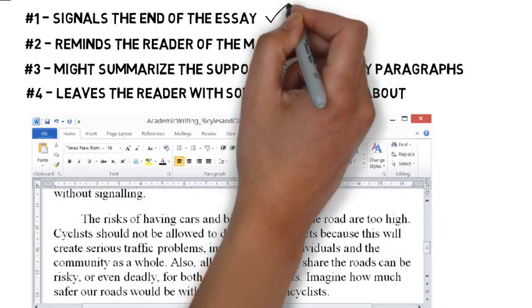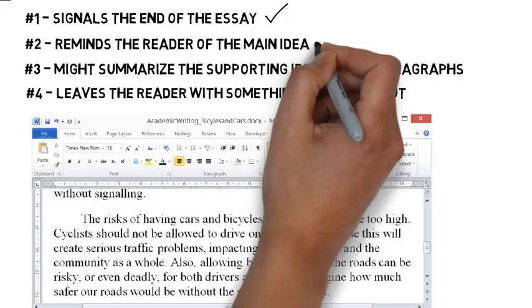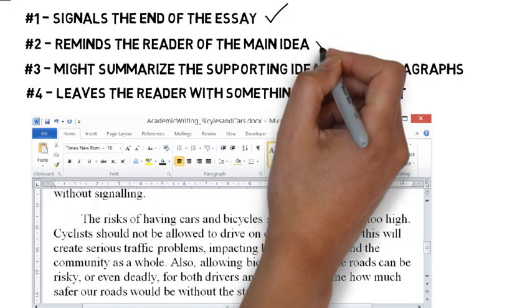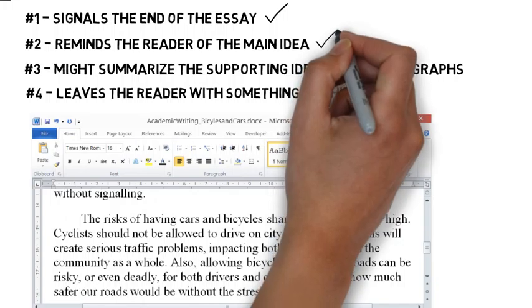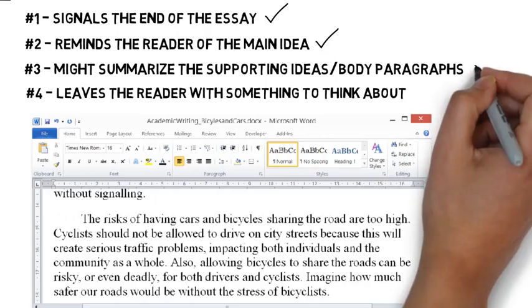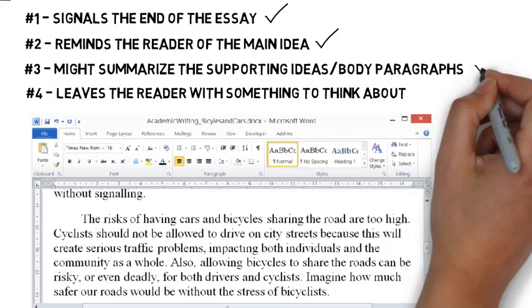Second, it definitely reminds the reader of the main idea. Remember, our main idea in the thesis statement said, "Cyclists should not be allowed to ride on city streets." The conclusion paragraph tells us that the risks of having both cars and bicycles sharing the road are too high. Therefore, cyclists should not be allowed to drive on city streets.